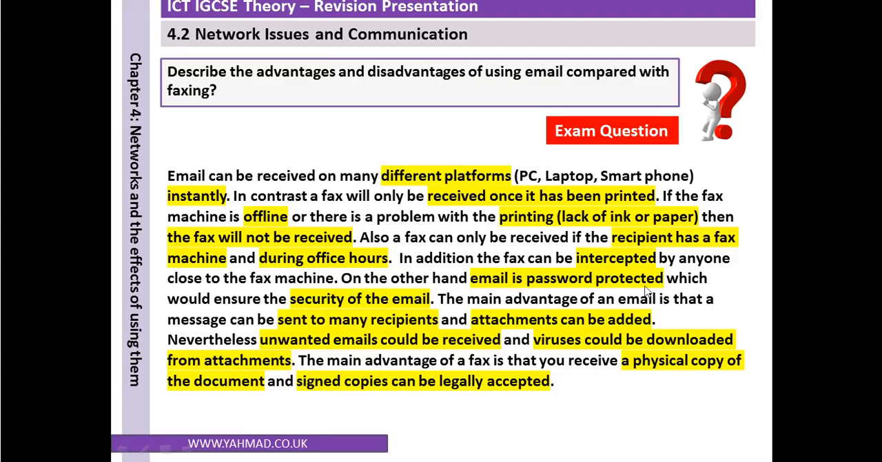On the other hand, email is password protected, which would ensure the security of the email. The main advantage of email is that a message can be sent to many recipients and attachments can be added. Nevertheless, unwanted emails could be received and viruses could be downloaded from attachments. The main advantage of a fax is that you receive a physical copy of the document, and signed copies can be legally accepted.